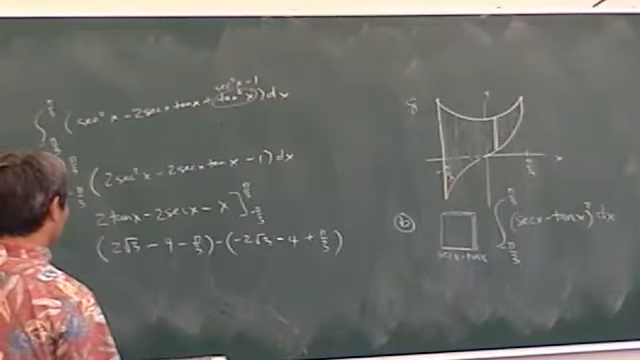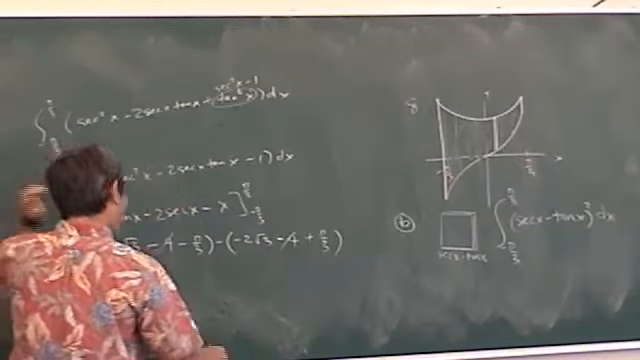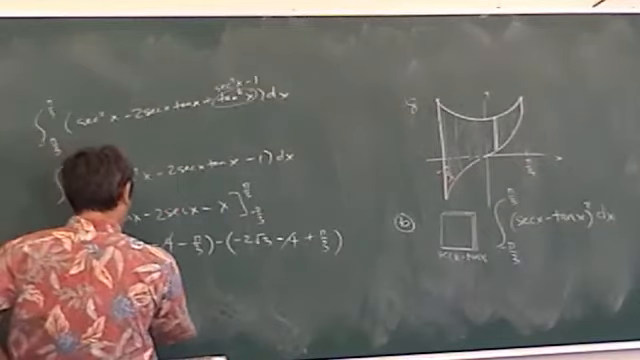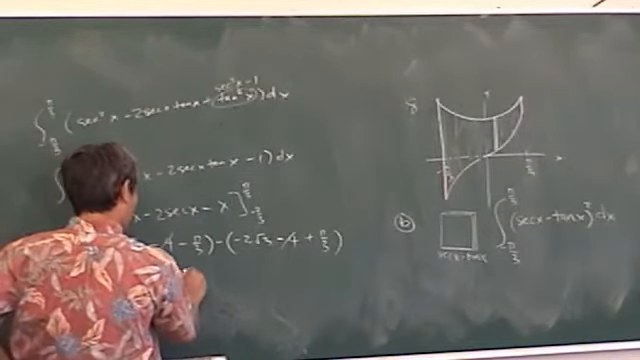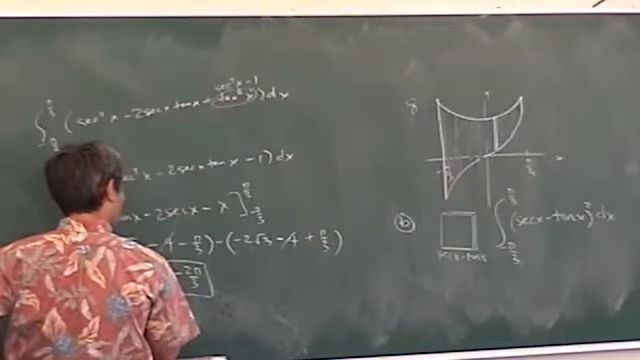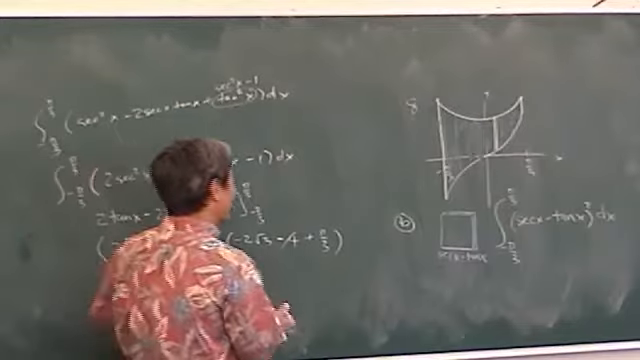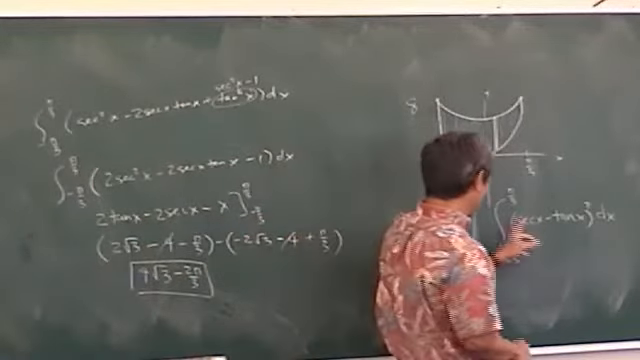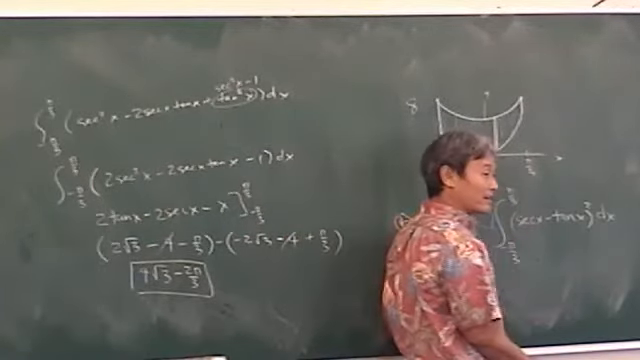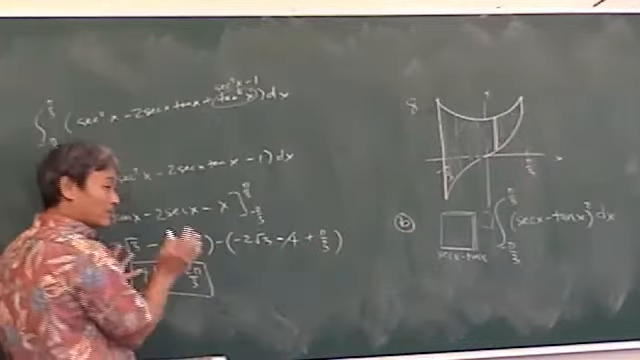Not everything, only 4. Just these two cancel out. So let me just write the answer: 4 root 3 minus 2 pi over 3. Box that, that's the answer. Now, part A is the exact same integral as this, except there's a constant in the front. So all you have to do is take this answer and multiply it by whatever constant was in the front.